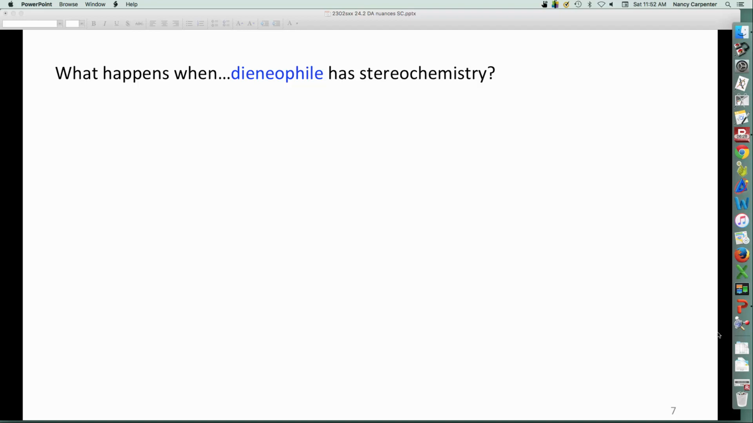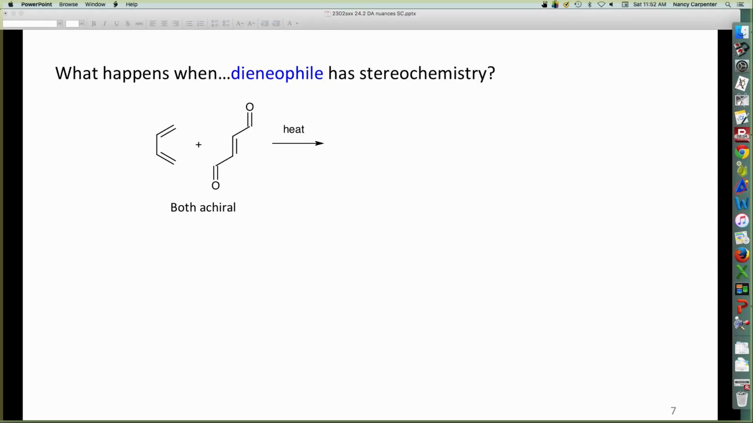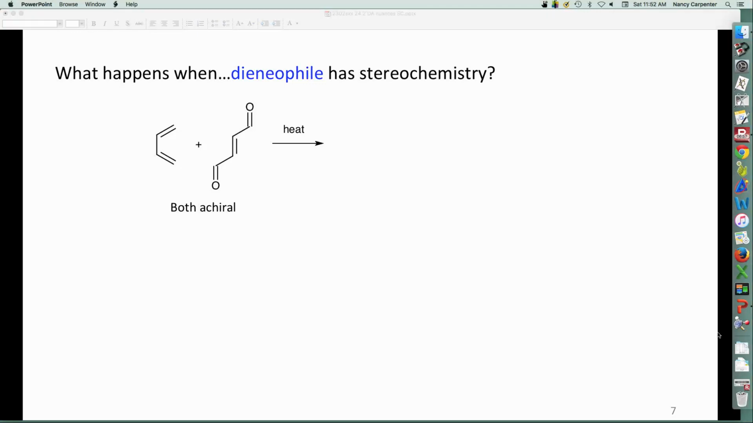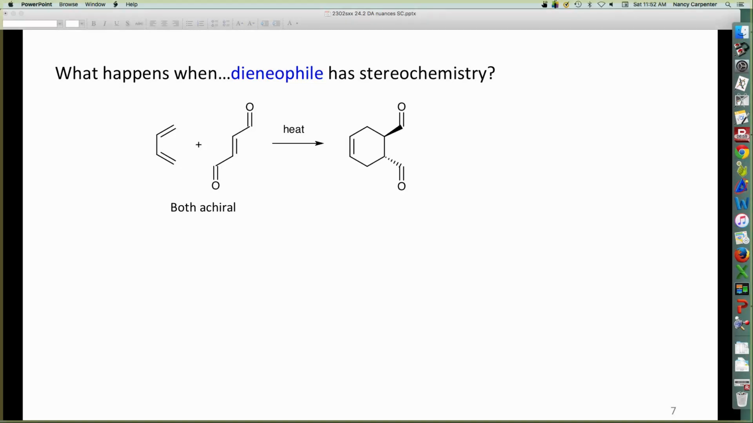So example number 1. What happens when it's the dienophile that has stereochemistry? And of course, the diene and the dienophile are achiral. So that means we must end up with a racemic mixture. And why are they achiral? Because there's no stereocenters and because they're planar. They both have a plane of symmetry, that being the plane of the screen. So here we go. We're going to heat those up and get a Diels-Alder to take place. And there is our Diels-Alder product.